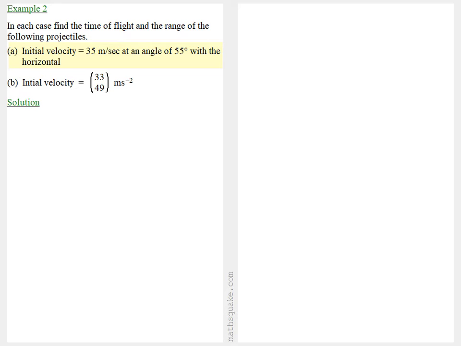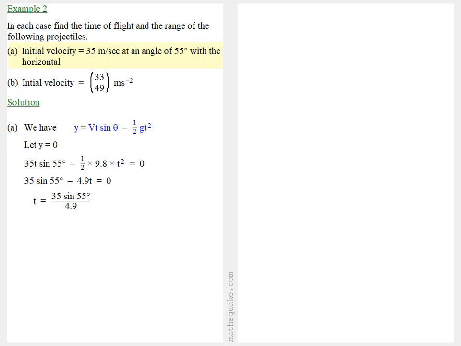Now, to solve this, we notice that when it hits the ground, the height y will be 0. So we've got the equation y equals vt sine theta minus a half gt squared, and we let y equal 0. Now v is 35 and theta is 55, so we've got 35t sine 55 degrees minus a half times 9.8 times t squared equals 0. Now when it lands, we know t is not equal to 0, so we can divide all the way through by t, which means 35 sine 55 minus 4.9t equals 0, or t is equal to 35 sine 55 divided by 4.9.